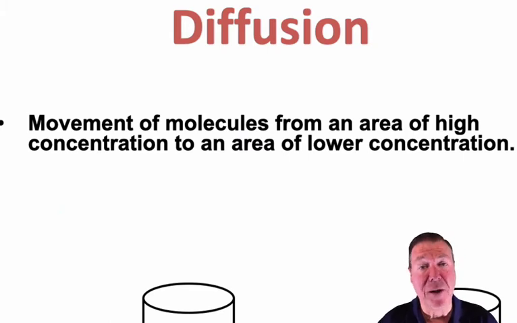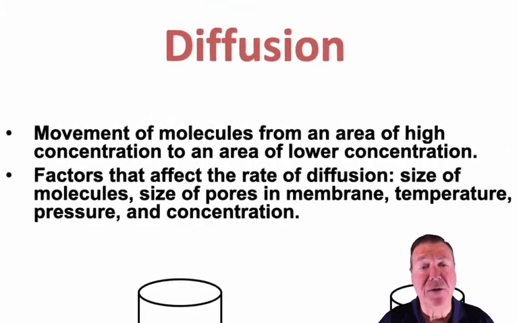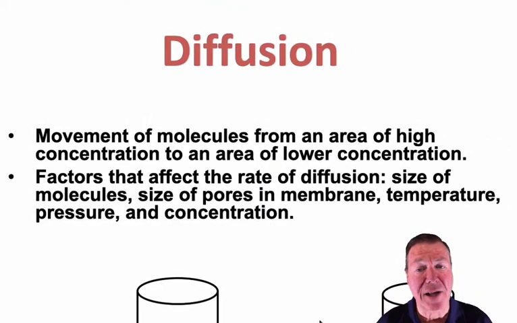I've been saying it for like the last 2 minutes. Moving a substance, molecules, from an area of high concentration to an area of low concentration. Now we can affect the rate of that. We can change how fast that happens based on the size of the molecule. Bigger molecules don't move as fast. Smaller molecules move faster. We can talk about the pores in a membrane, which is what we're going to do here in a minute or two.